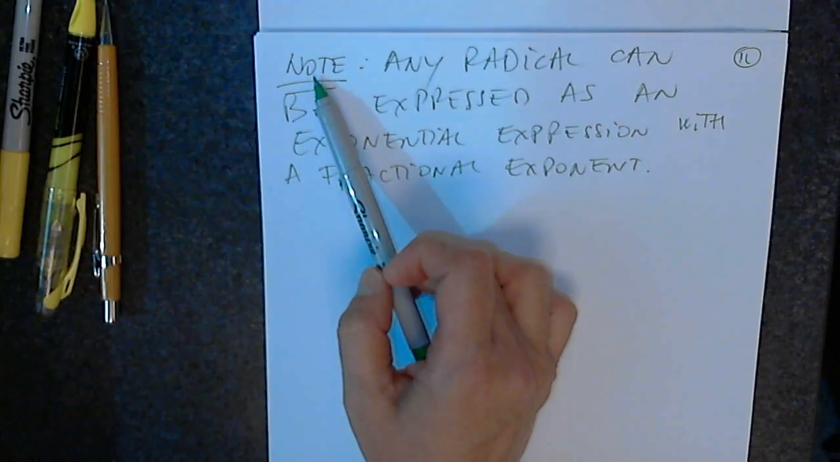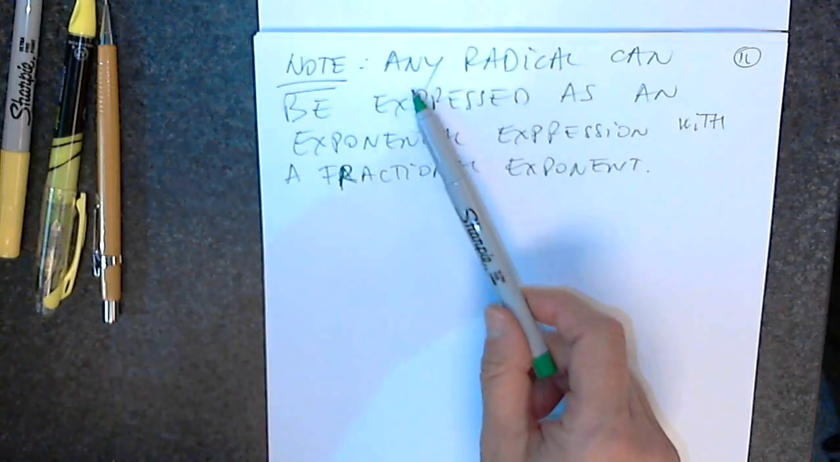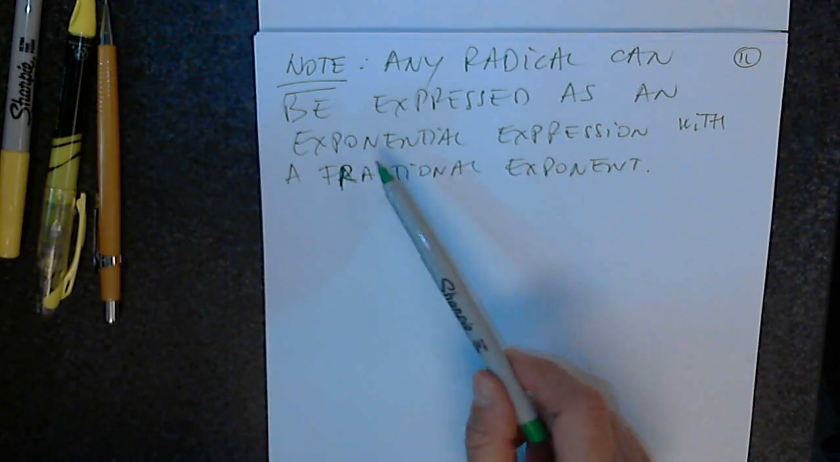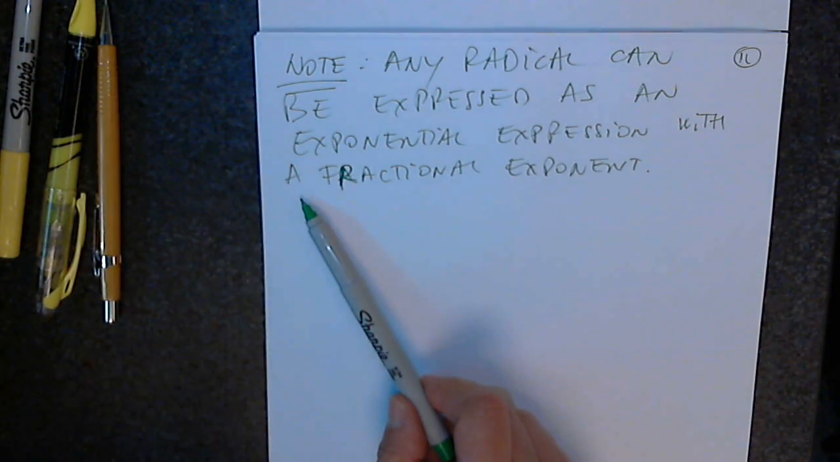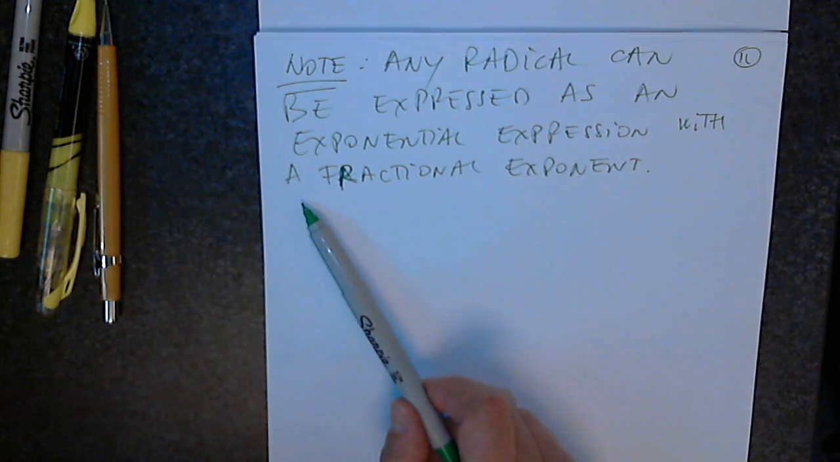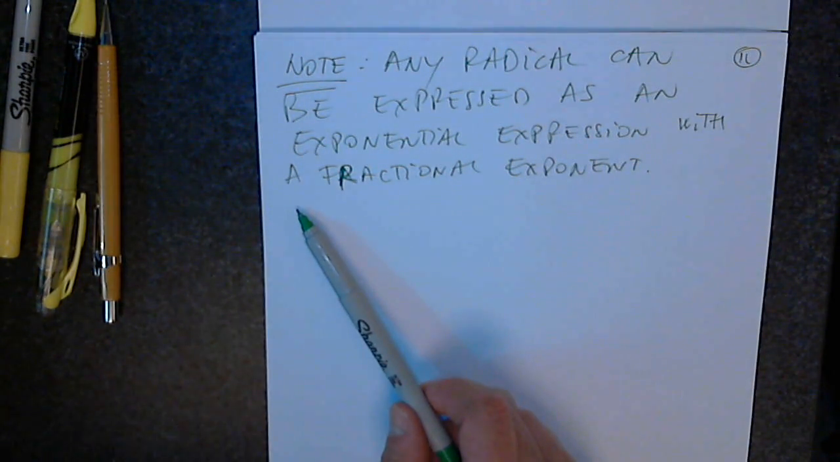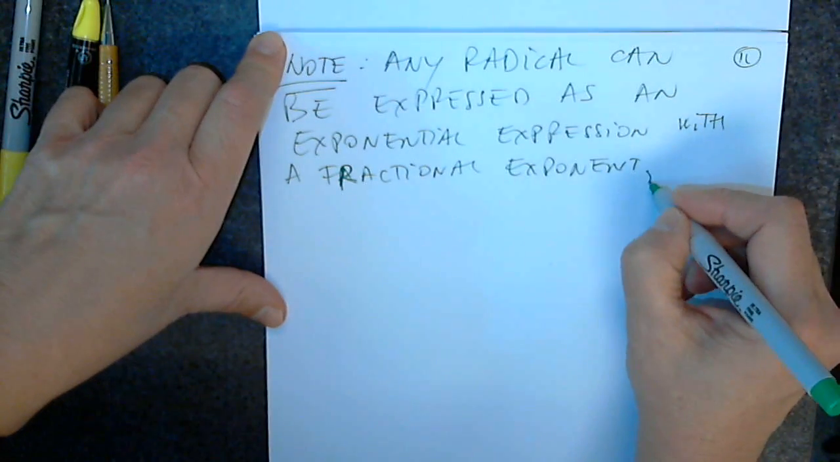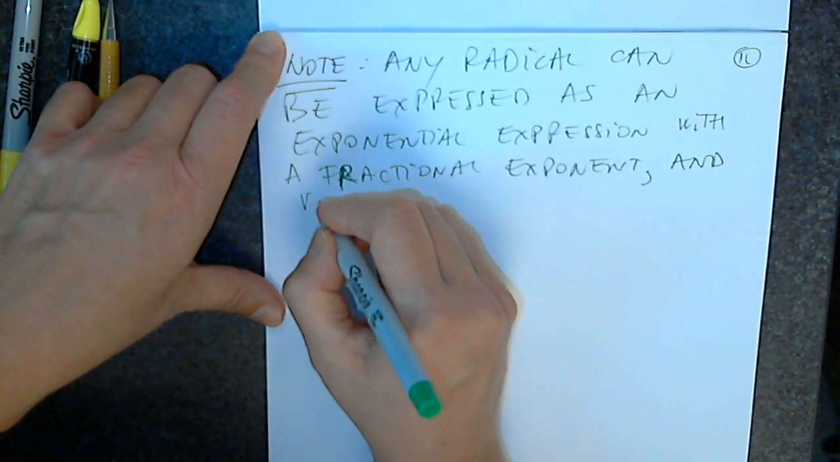One more time, note, very important. Any radical can be expressed as an exponential expression with a fractional exponent. The exponent is a fraction, not 5. Or you can say, but 5 is a fraction. Yes, but 5 over 1 will not change it into a radical if the exponent is 5. And I'll put comma and vice versa.